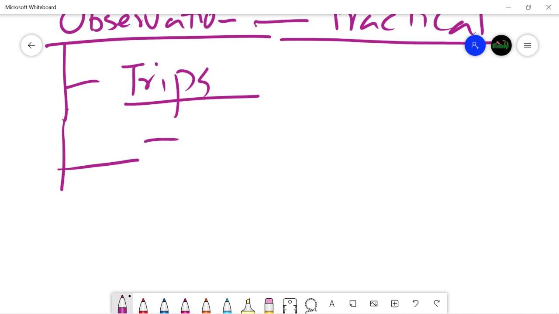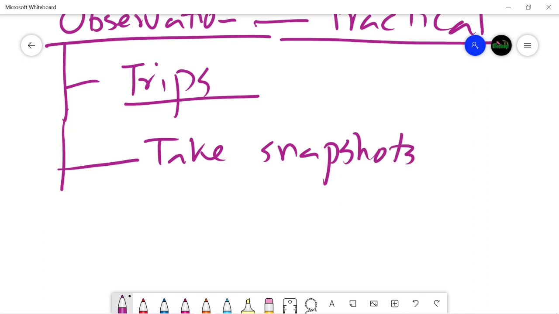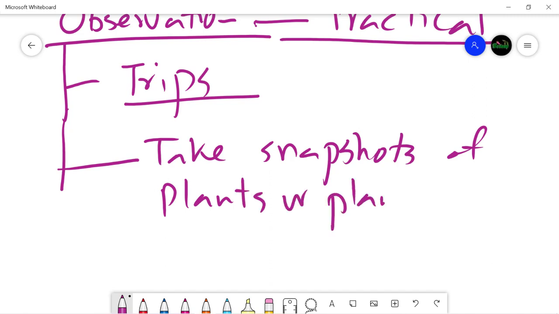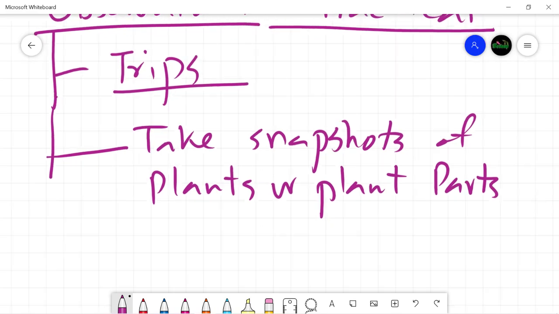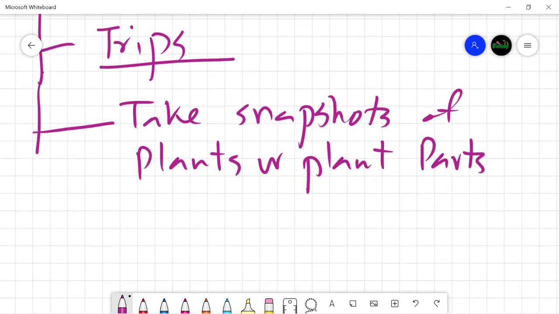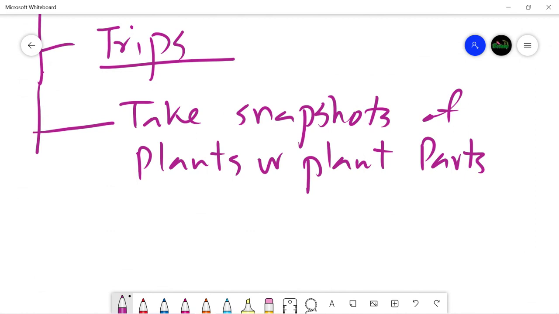So you can take snapshots of the plants or plant parts, and that's going to help you a lot when you study a living plant and its various parts.